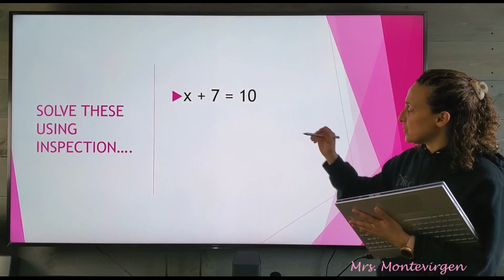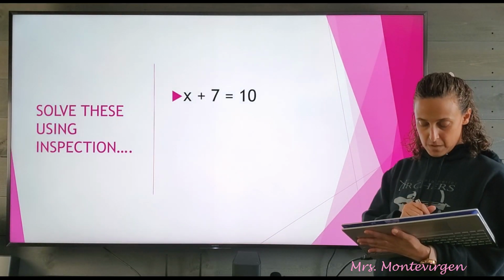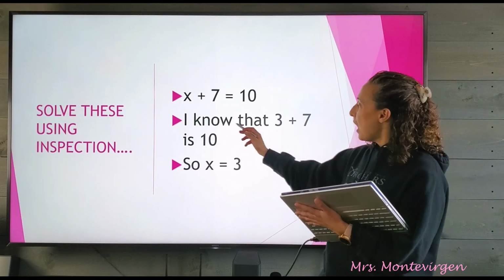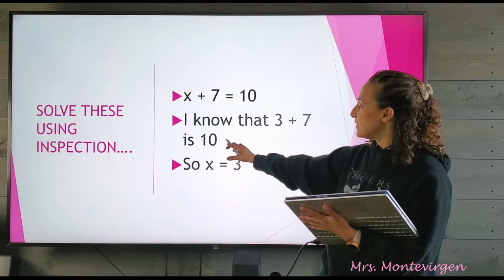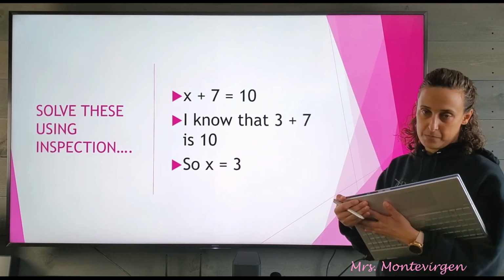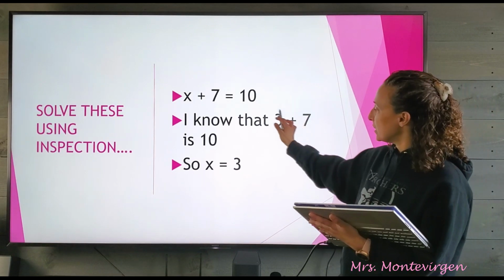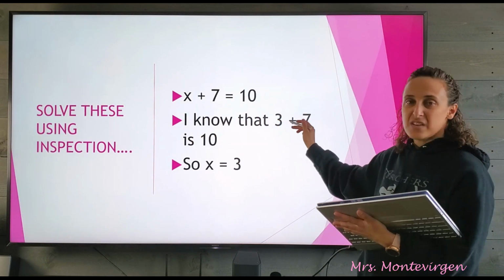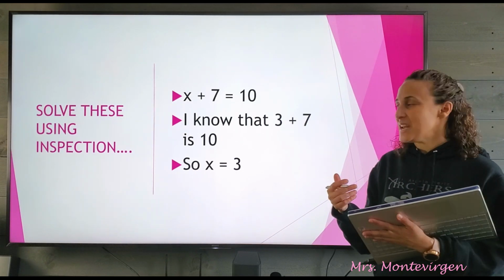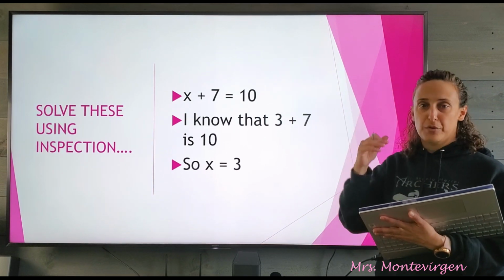My first equation I have here is x plus 7 equals 10. I'm going to use what I already know, that 3 plus 7 is 10. So in this case, I know x has to be 3. So 3 plus 7 is 10. And if you'll notice, this part here is something that I already wrote down. That way I'm explaining how I came up with that number 3. It just wasn't pulled out of nowhere.